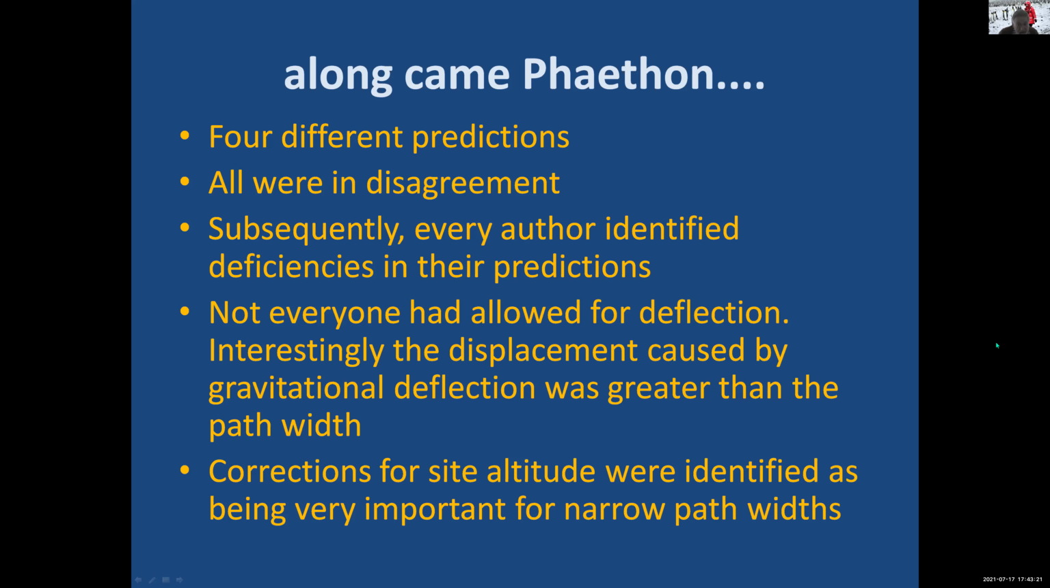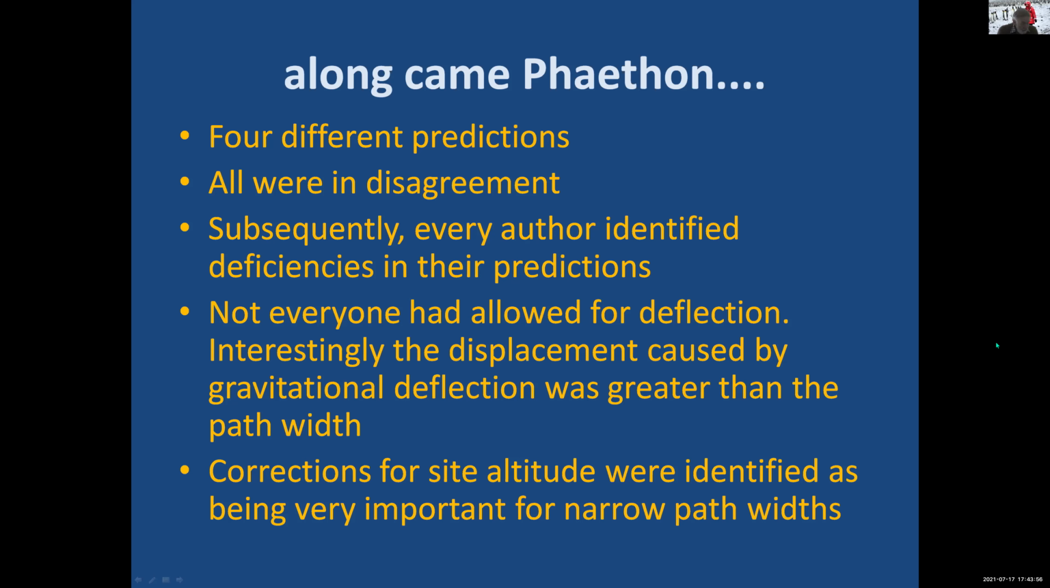In this particular case, not everyone had allowed for deflection. And in this case, Phaethon is a 5-kilometre asteroid, from memory. The effective deflection was to displace the path by more than the path width. So if you'd put your observers exactly in the path as predicted without deflection, everyone would have had a miss. Everybody needed to be just to one side of the predicted path.